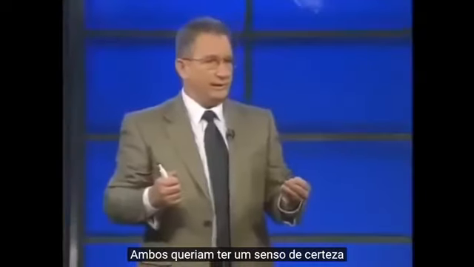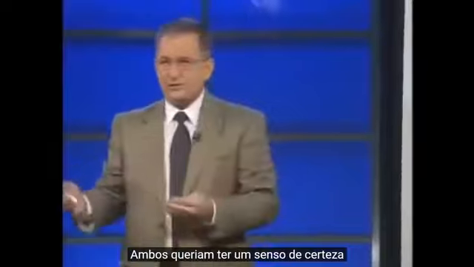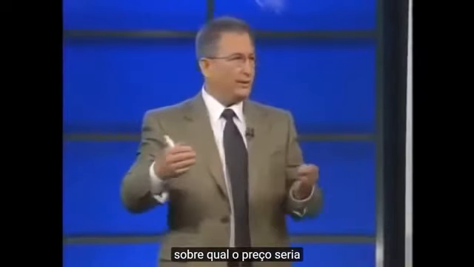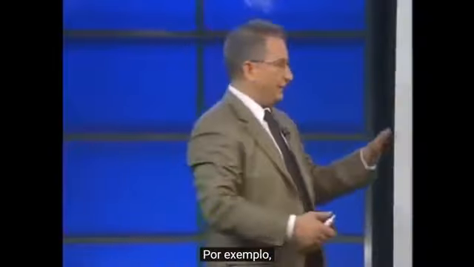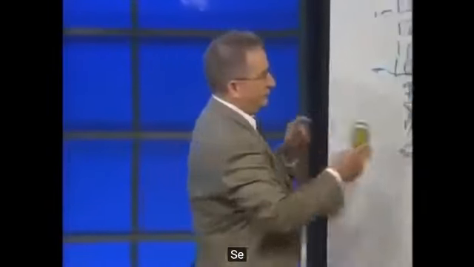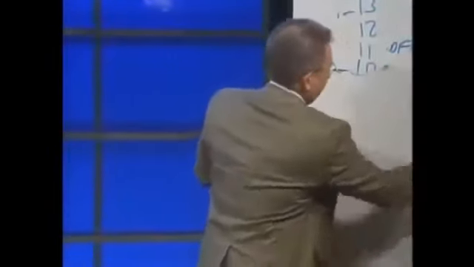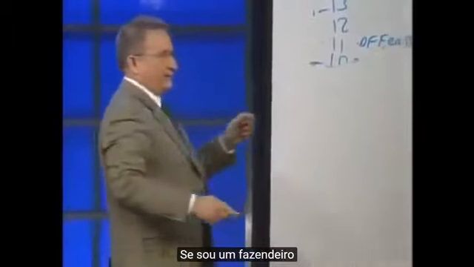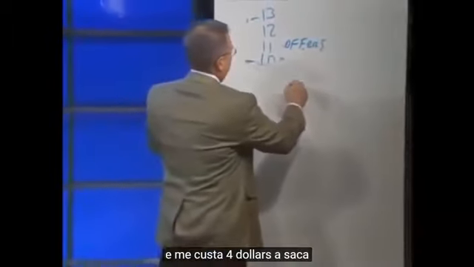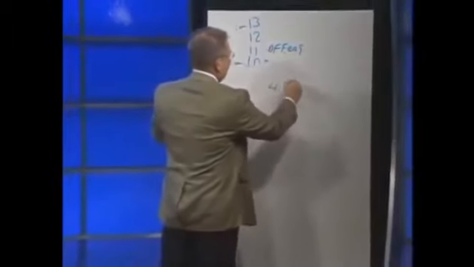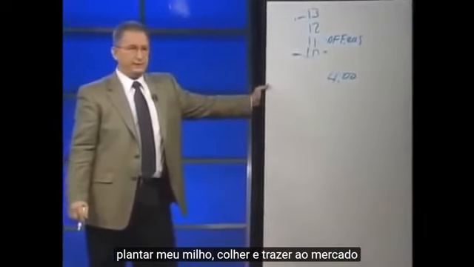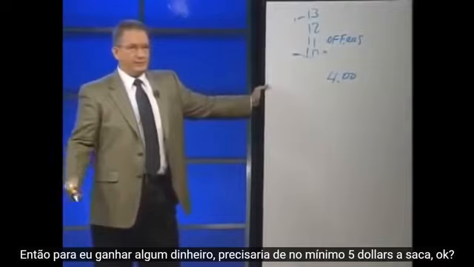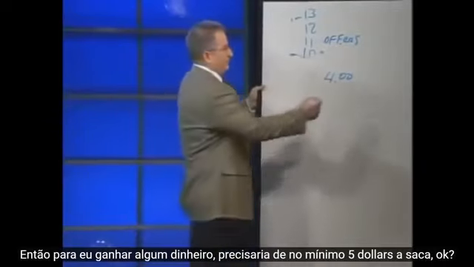They both wanted to be able to make a profit. They both wanted to have some sense of certainty as to what prices might be at some point in the future. So for example, if I'm a farmer and it costs me $4 a bushel to plant my corn and bring it to harvest or bring it to market, then for me to make some money, I want at least $5 a bushel, right?